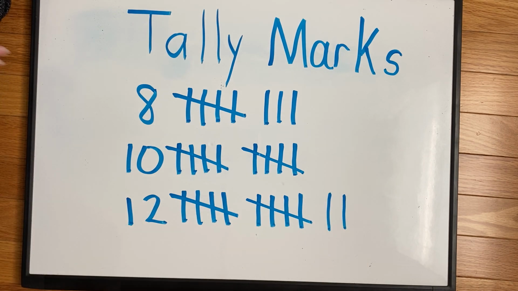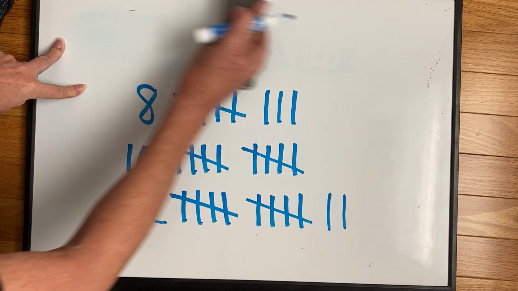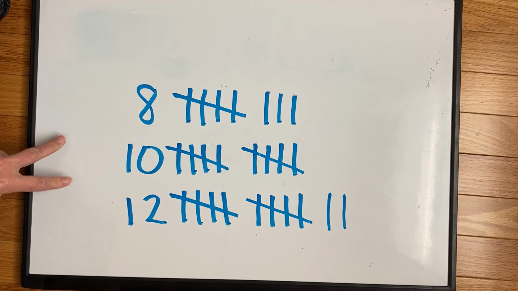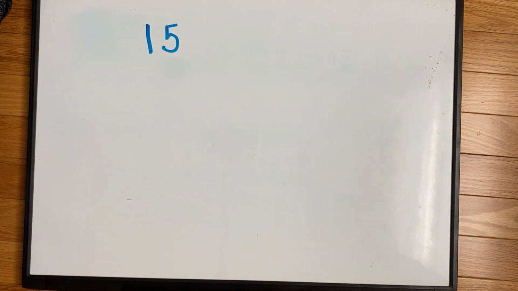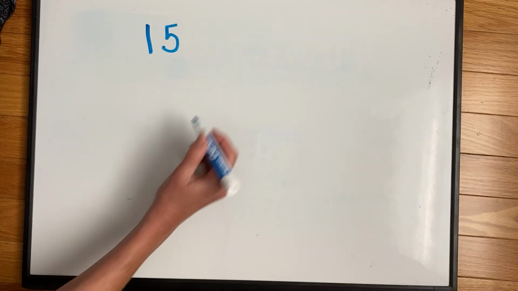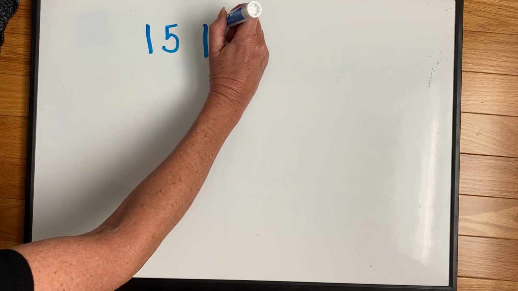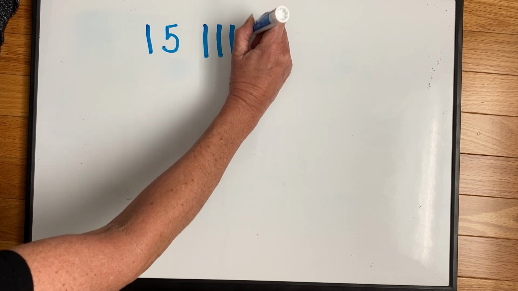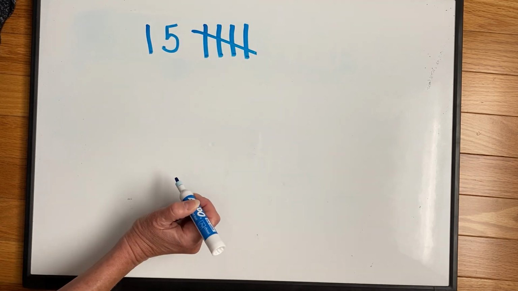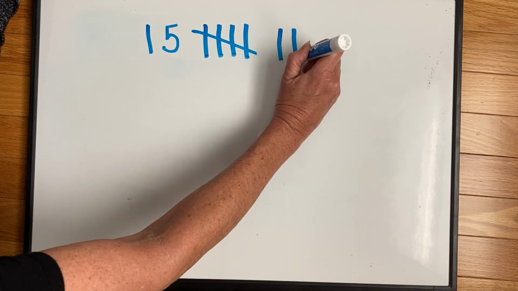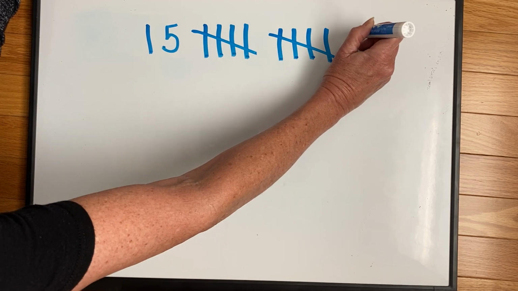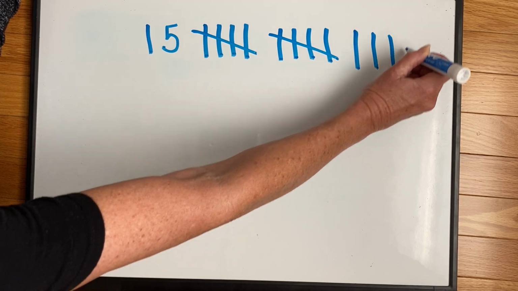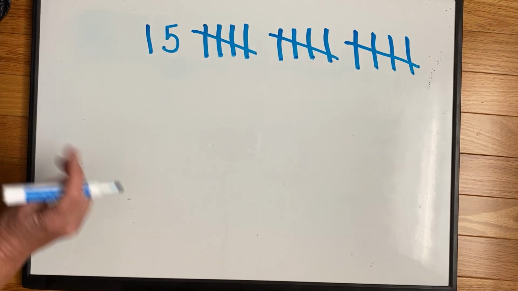So I'm sure at this point you're seeing a pattern. So let's look at a few more numbers. Let's say we're going to do the number 15. Okay, let's do this one together. Here we go. 1, 2, 3, 4, 5, 6, 7, 8, 9, 10, 11, 12, 13, 14, 15.